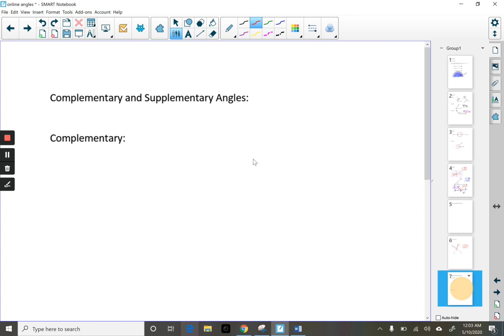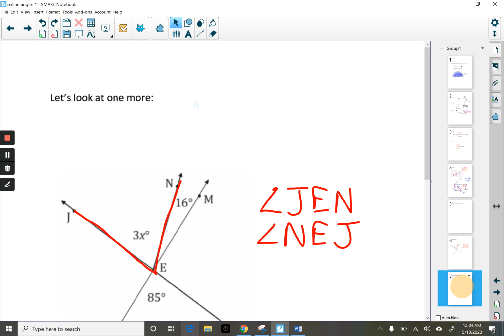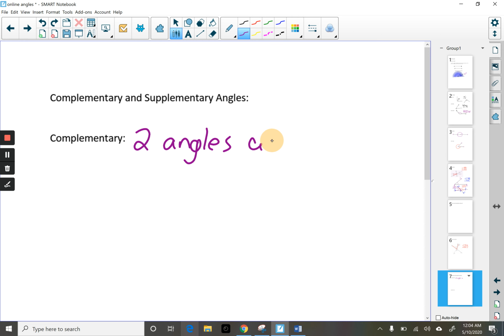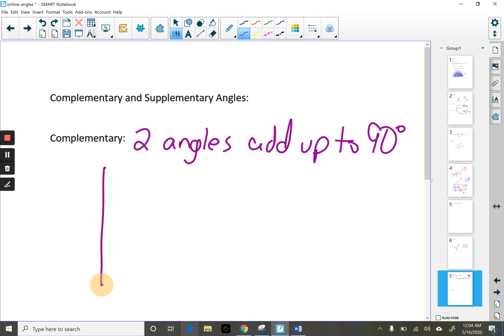And these last two are called complementary angles and supplementary angles. So the first thing is complementary angles. The thing about them is they are two angles that add up to 90 degrees. I told you 90 degrees is going to be a very important one here because 90 degrees is a right angle. We took that right angle and we broke it apart.